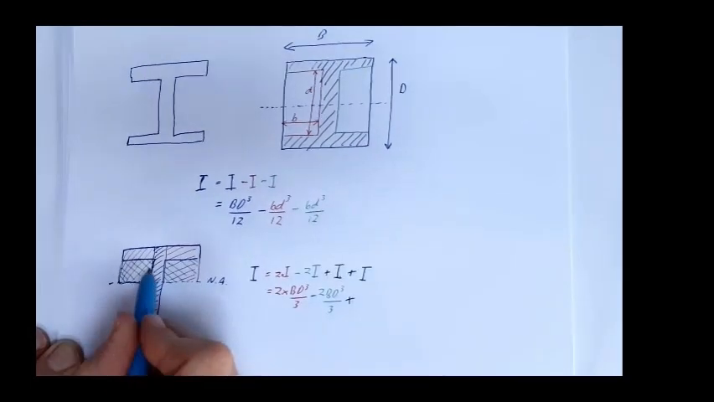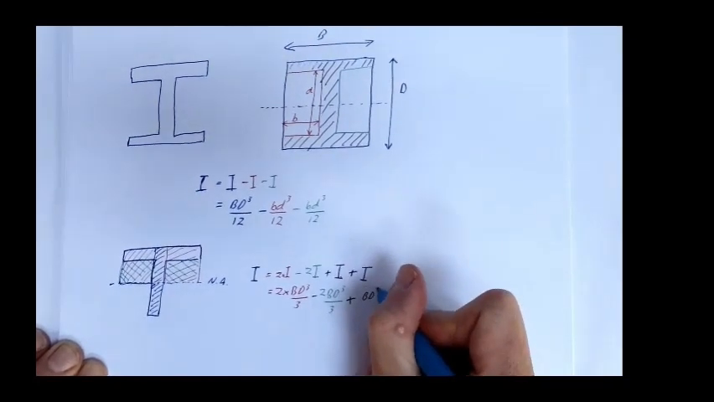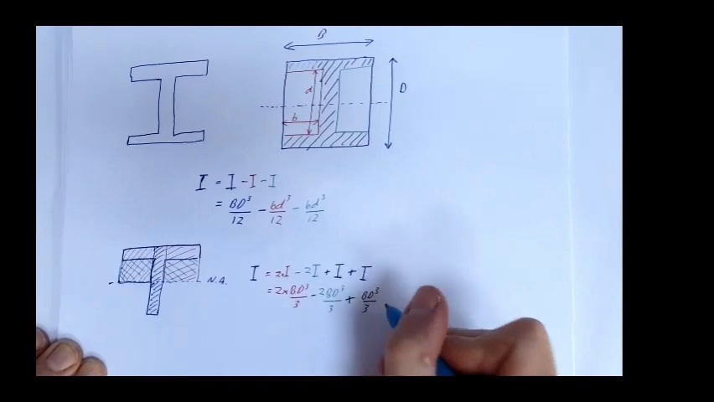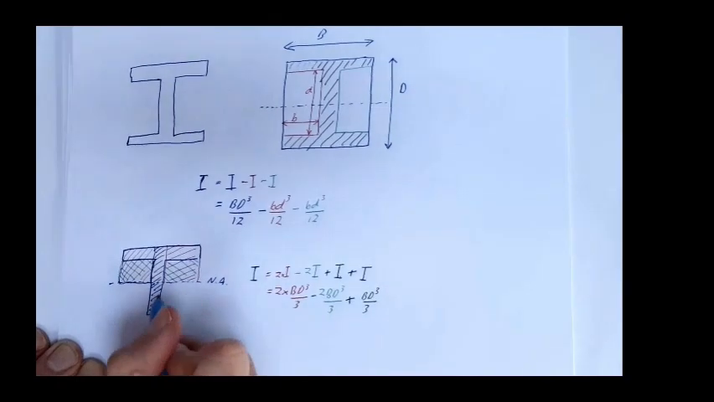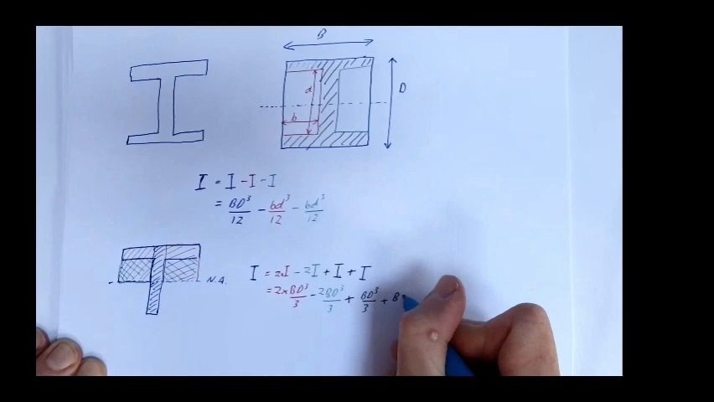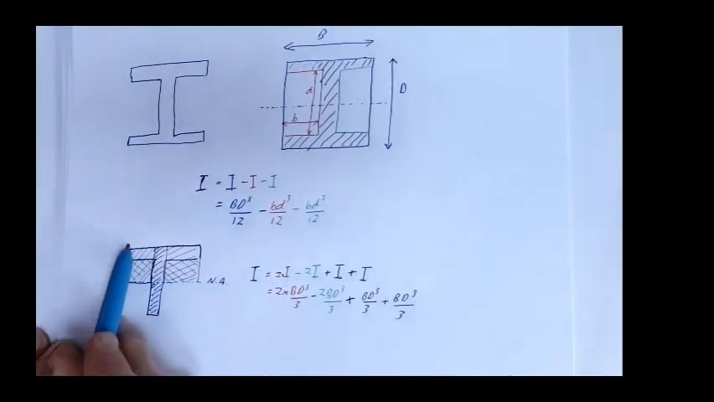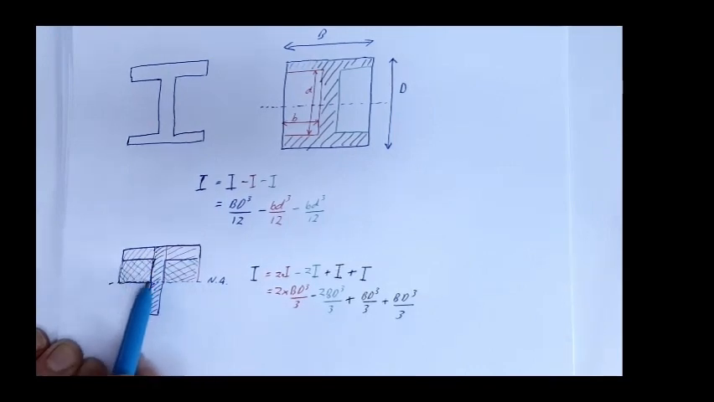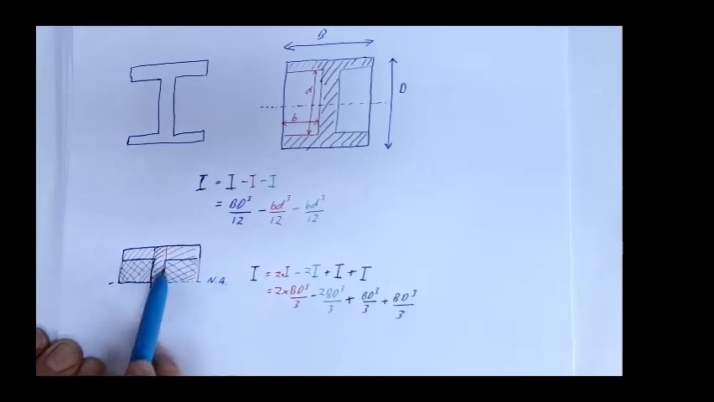And then we're going to add this black rectangle. So that's going to be BD cubed over 3. And then finally, we will add this blue rectangle here. Add BD cubed over 3. So this shape minus this shape, 2 of those, gives us this little bit here, and this little bit here, plus this black bit here, plus this blue bit here.